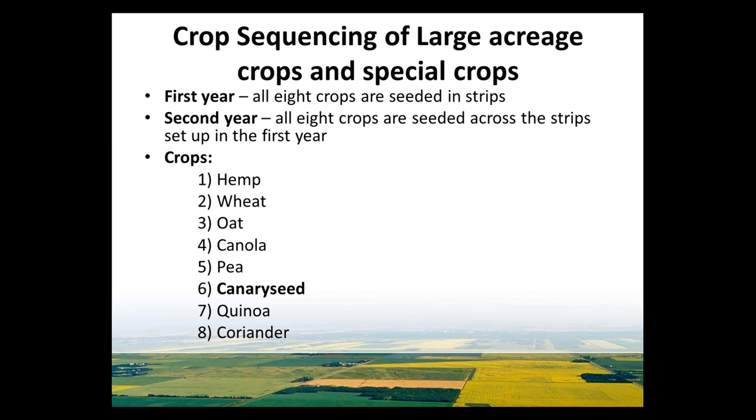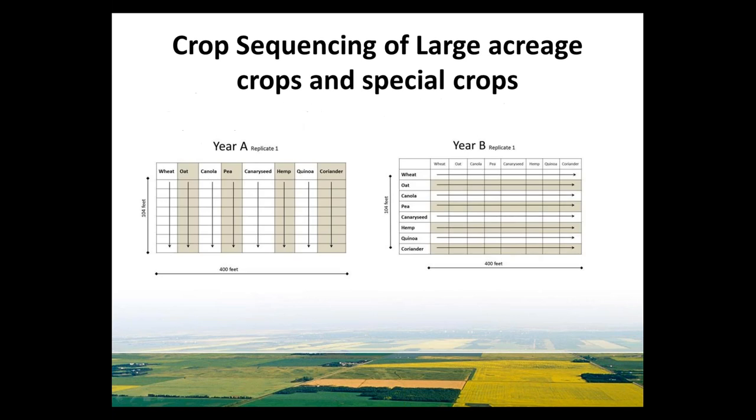So with our crop sequencing, we have eight crops: hemp, wheat, oat, canola, pea, canary seed, quinoa, and coriander. And what we do is all eight crops are seeded in strips in the first year, and then they're seeded perpendicular in the second year. So it's going to look sort of like this.